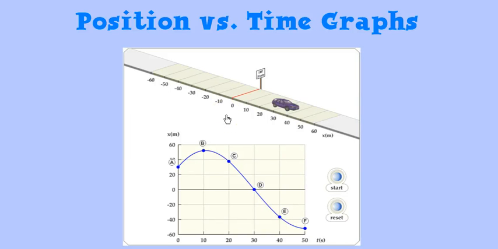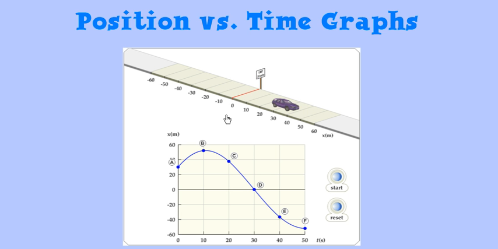In this video, we'll be discussing motion graphs, specifically position versus time and velocity versus time graphs. For starters, you'll see a position versus time graph on your screen here. And you can also see above that this position versus time graph is meant to describe the motion of the purple car that you see here.